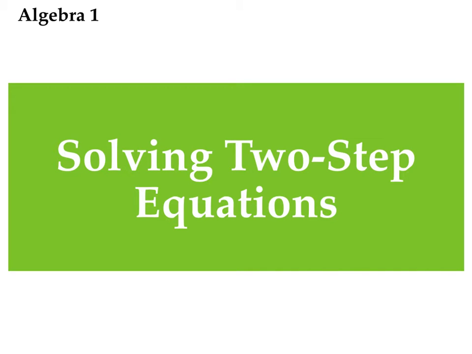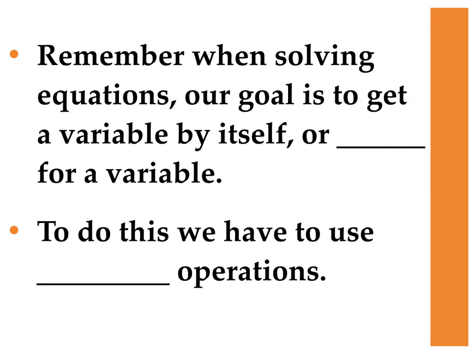Today we're going to talk about solving two-step equations. Remember, when solving equations, our goal is to get a variable by itself or to solve for a variable. Another way to say this would be to isolate the variable. That just means to get it by itself or to solve for the variable.